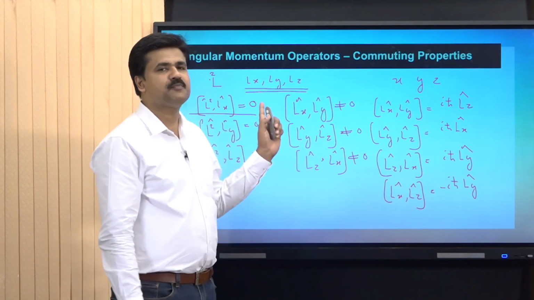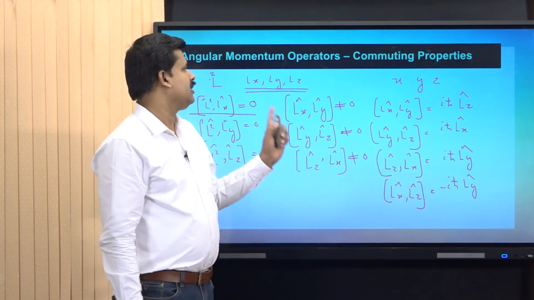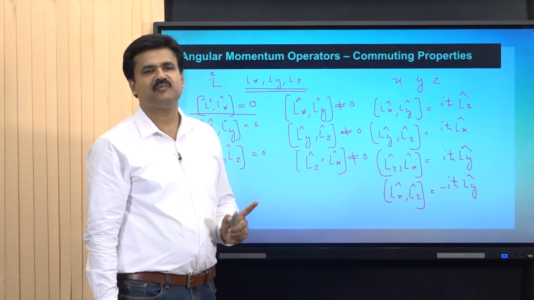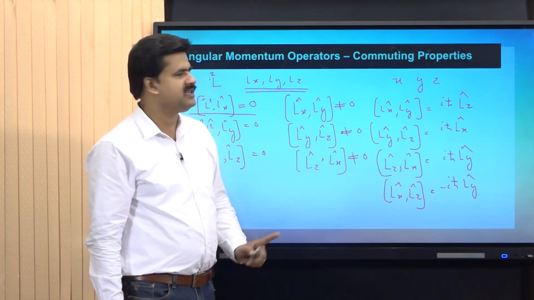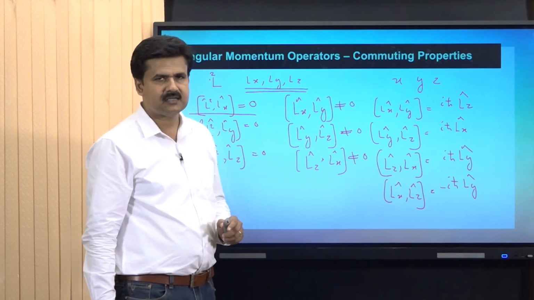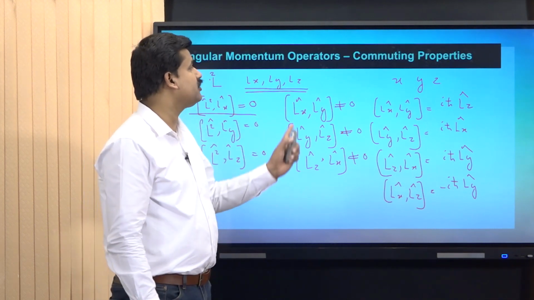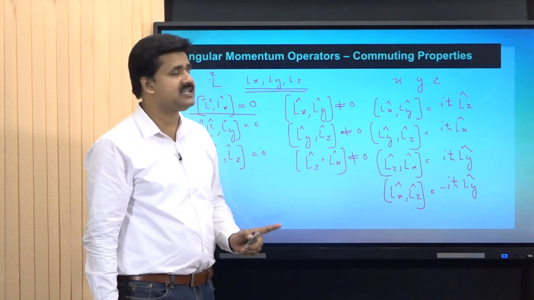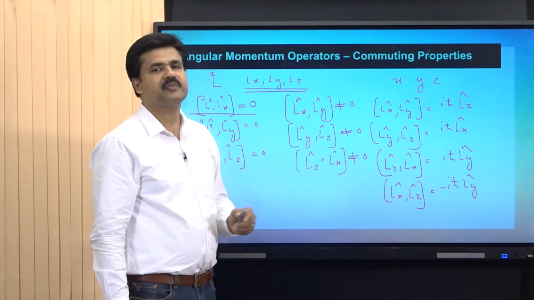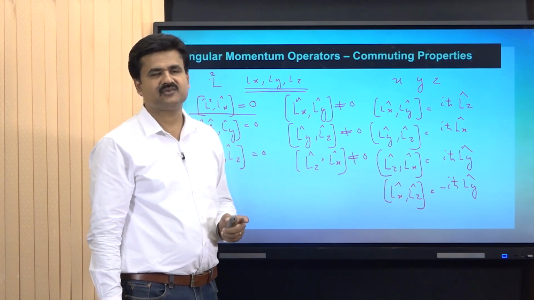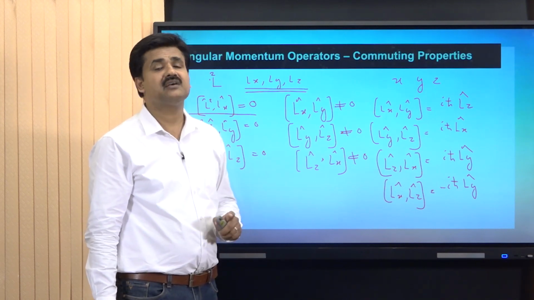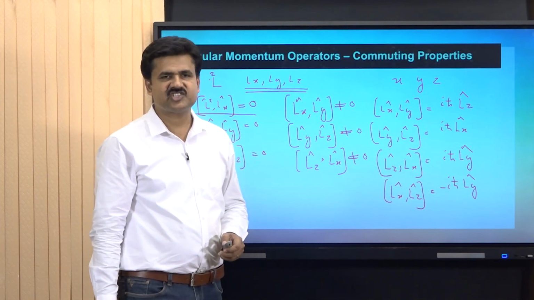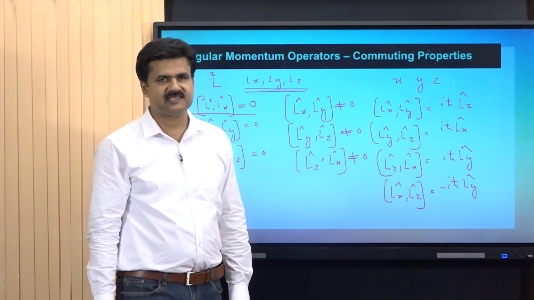Thus, it is possible to find out the square of the angular momentum and any one component of angular momentum simultaneously and precisely. So, their operators commute with each other. However, it is impossible to find out any two components of angular momentum simultaneously and precisely. So, any two component operators of angular momentum will not commute with each other. That is all about the commuting relationships of angular momentum operators.